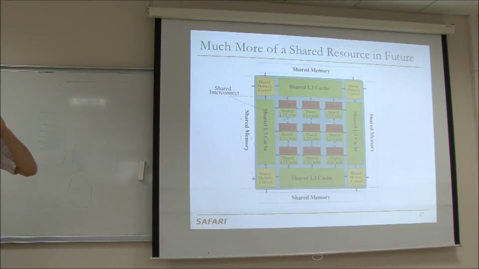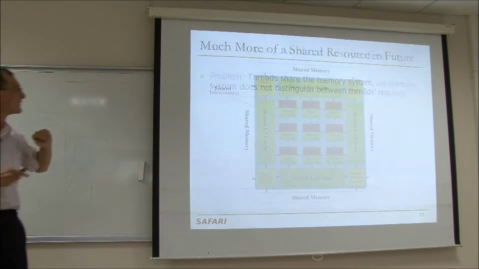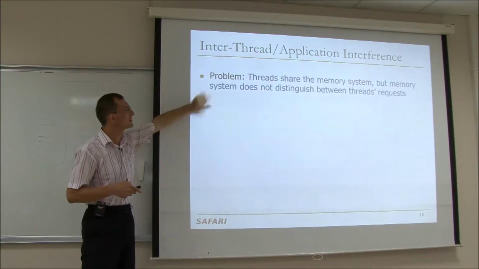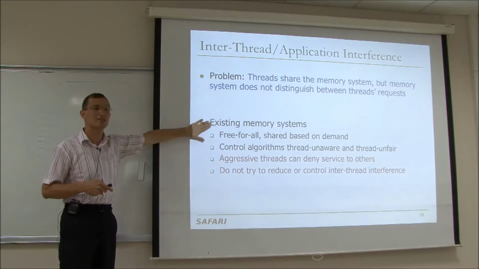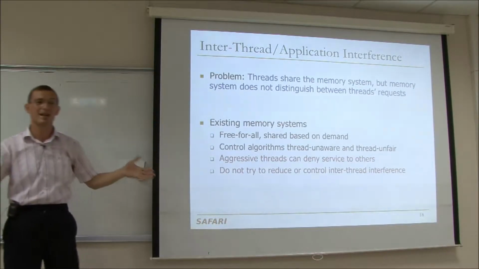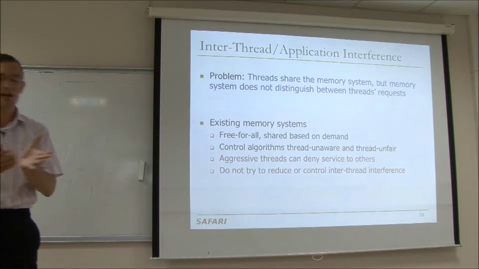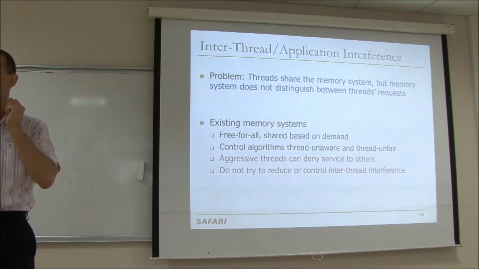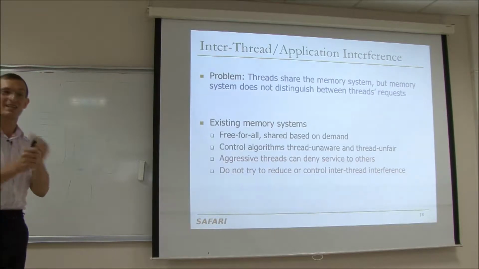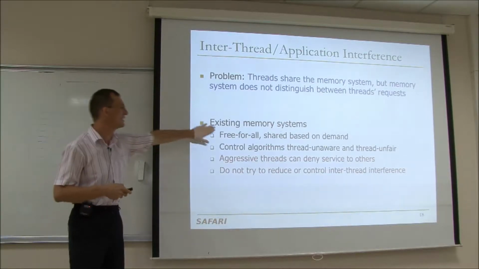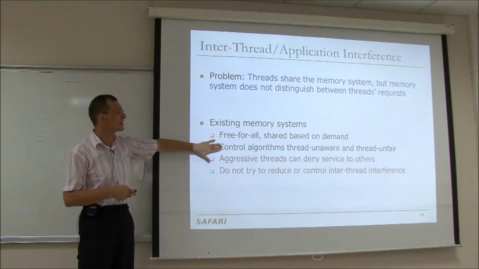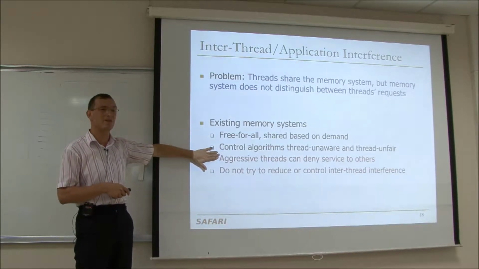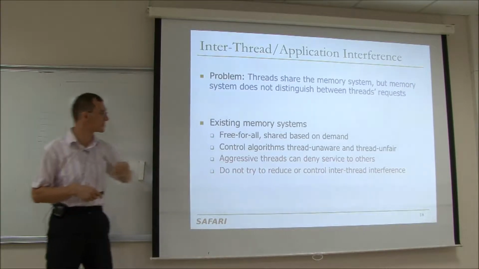And this is another view of the system. This is another slide that you've seen many times. The problem is a memory system does not distinguish between these different threads' requests. Existing memory systems are free for all. They're shared based on demand. For example, we've seen the problem of one thread. If it wants the cache block, it gets it, right? There's nothing that says you should not get the cache block, and we looked at solutions for that. Control algorithms are thread unfair and thread unaware. Well, thread unaware, that's why they're thread unfair. Aggressive threads can deny service to others.